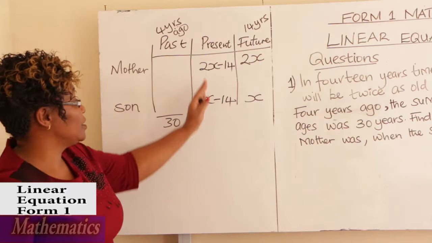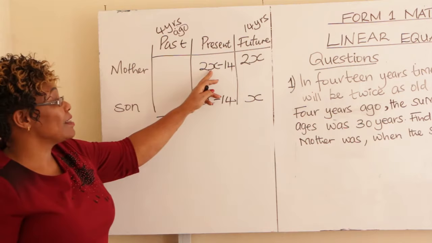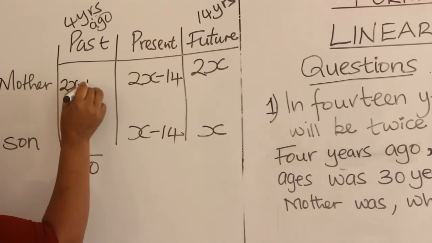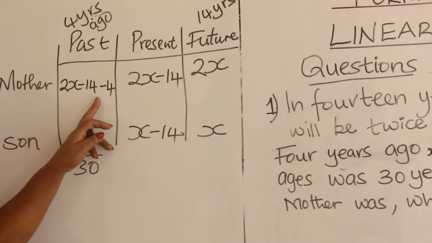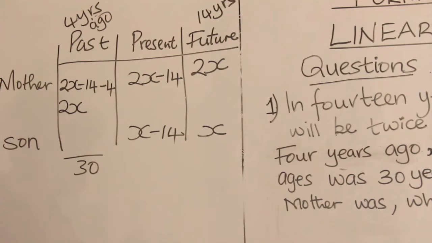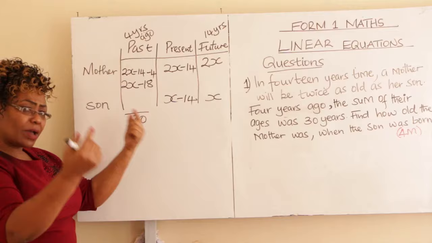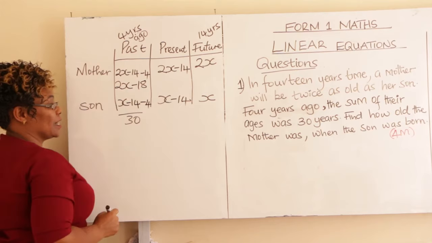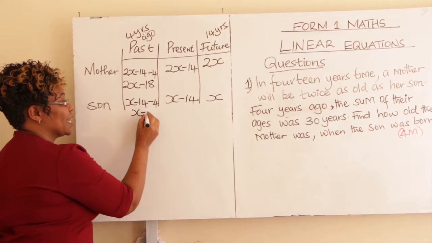Then you now go to the past here. If today the mother is this old, what about 4 years ago? You subtract 4 years. Therefore the mother will be 2X minus 14 minus 4, which gives minus 18, so 2X minus 18. We go to the son. Today, the son is X minus 14 years. So 4 years ago, the son was X minus 14 minus 4, which again gives X minus 18.